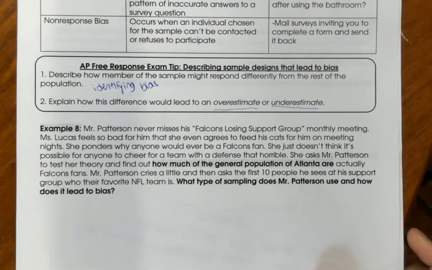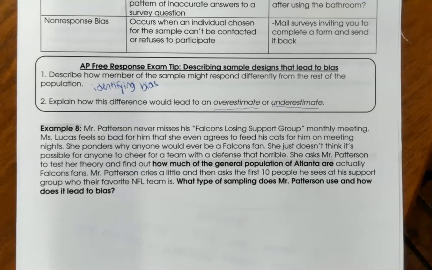So looking at example 8, Mr. Patterson never misses his Falcons losing support group monthly meeting. Miss Lucas feels so bad for him that she even agrees to feed his cats for him on meeting nights. She ponders why anyone would ever be a Falcons fan. She just doesn't think it's possible for anyone to cheer for a team with a defense that horrible. She asked Mr. Patterson to test her theory and find out how much of the general population of Atlanta are actually Falcons fans. Mr. Patterson cries a little, and then he asks the first 10 people he sees at his support group who their favorite NFL team is.